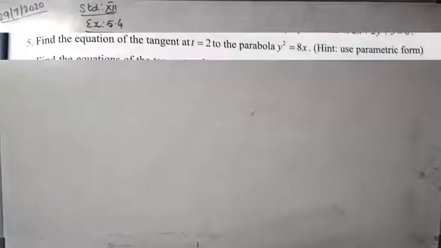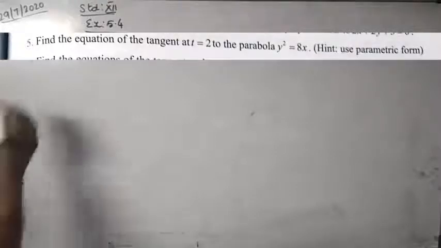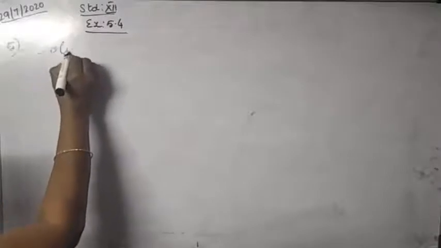Now let us see question number 5. Find the equation of tangent at t is equal to 2 to the parabola y square is equal to 8x. And a hint is given here. Use parametric form. So let us write the solution at first.